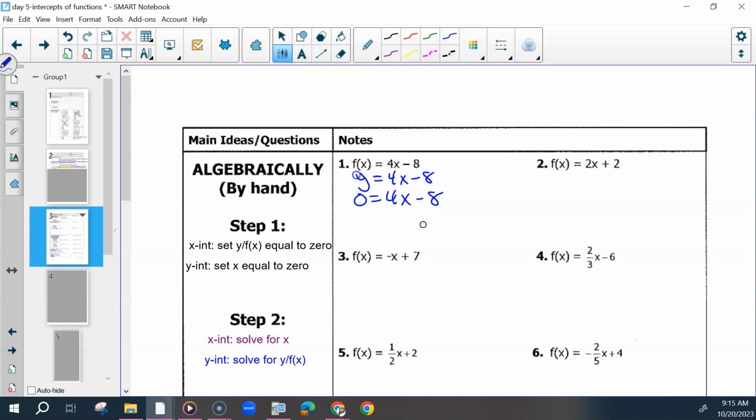How would I do that? Plus 8, and divide by 4. So we get an answer, but we still want to write that as an ordered pair. How would we write that ordered pair? (2, 0). So our y value was 0. Questions on how we solve that algebraically before we go on to the y-intercept?